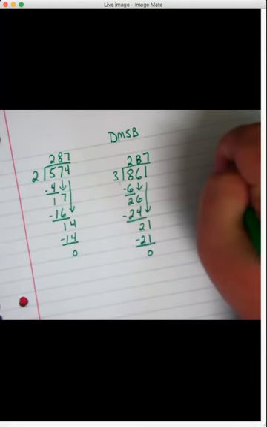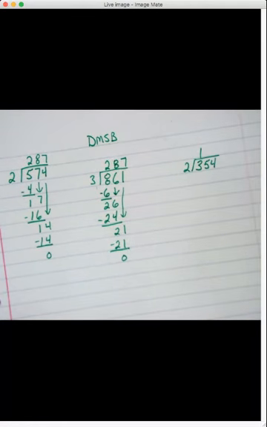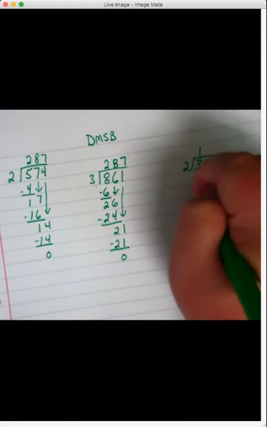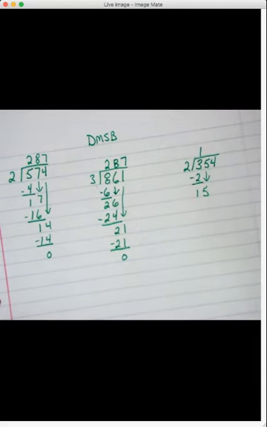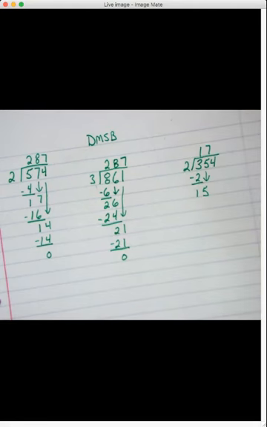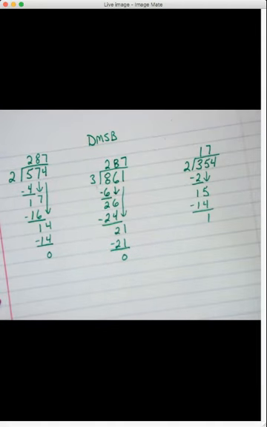354 divided by 2. Daddy divide. 3 divided by 2 is 1. Mama multiply. 1 times 2 is 2. 3 minus 2 is 1. Brother bring down our 5. Daddy divide. 15 divided by 2 is 7. Mama multiply. 7 times 2 is 14. Sister subtract. 15 minus 14 is 1.